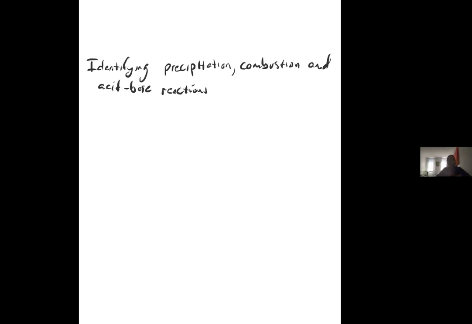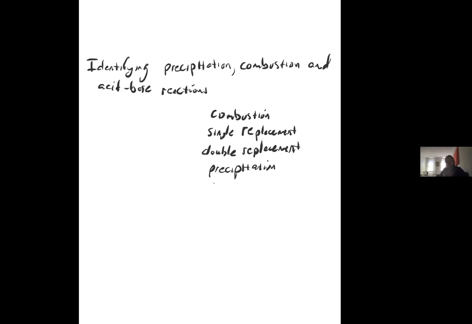What's tricky about this problem is they give you so many possibilities, it's easy to lose track of the categories. They give you 7 different possibilities. Now they're using the term replacement, not displacement. And precipitation, combustion, and then acid-base. So you have all these options.